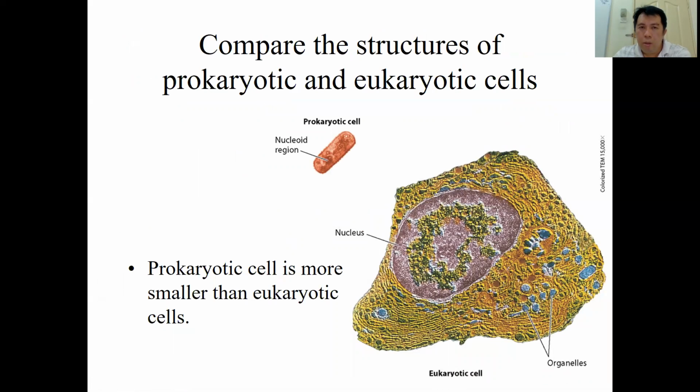Let's go straight to comparing the structure of the prokaryotic and eukaryotic cell. What we have studied before is this eukaryotic cell, which has a nucleus. Then you can see this is the ER, endoplasmic reticulum. So they are organelles, several organelles. This one is a prokaryotic cell. The example here is a bacterium. Here we can't see the structure in detail, so later we'll study it.